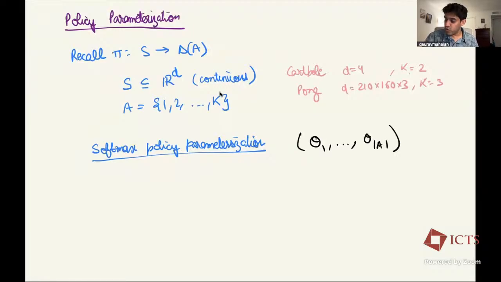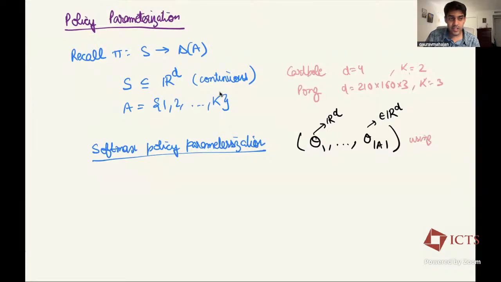Each of these vectors is in R^D, so it's in the same space as the state space. These are your parameters. Let's quickly count the number of parameters. The complexity of all your algorithms would in some sense depend on the number of parameters, so parameter counting is very important in RL.